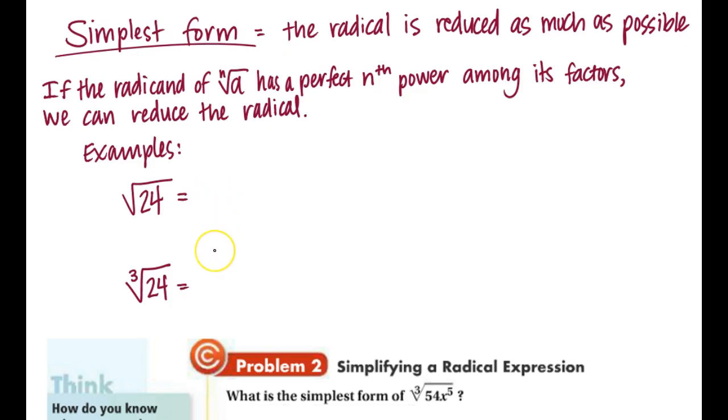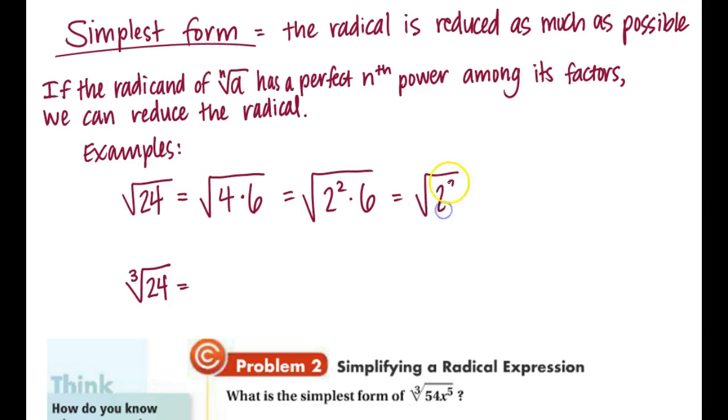Let's think to ourselves, are there any perfect square factors of 24? Well, 4 is a perfect square factor, so we can rewrite 24 as the product of 4 times 6. And then we can rewrite 4 as 2 squared times 6. So the expression square root of 24 can be written as the square root of 2 squared times 6. So we can break that apart into the square root of 2 squared times the square root of 6.